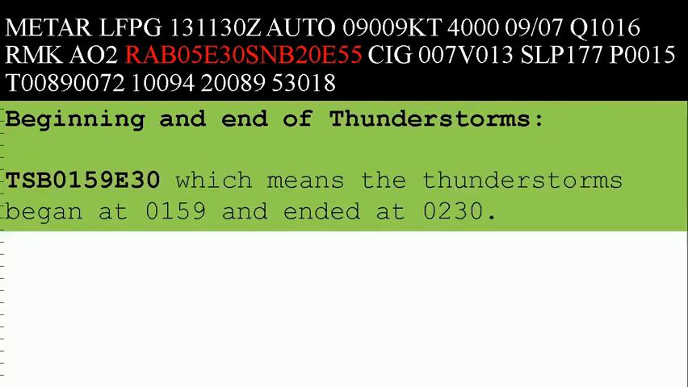The next is beginning and end of thunderstorm. Same, B stands for begin, E stands for end, and TS is thunderstorm. So I will decode it here for you: TSB0159E0230, which means thunderstorm began at 0159 and ended at 0230.